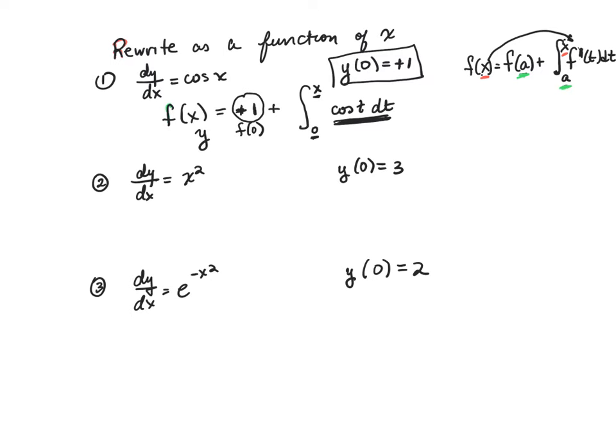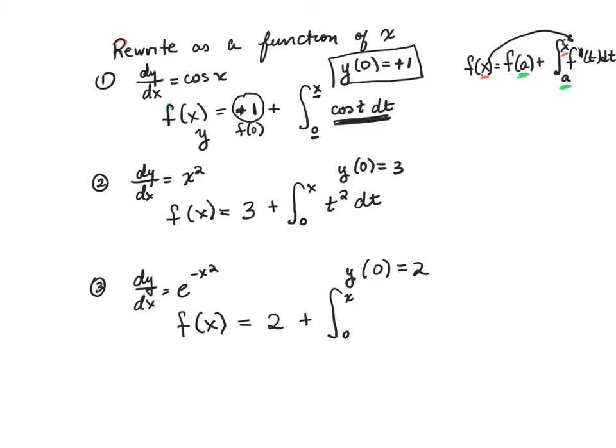So let's try the next 2. Copy those down and try them. All right, so for the second one, the answer should be f of x equals the initial amount, which is 3, plus the integral from 0 to x of the derivative, t squared dt. And then the final one should be f of x equals the initial amount plus the integral from 0 to x of e to the negative t squared dt. Now, sometimes the initial amount will not be 0, but most of the time it is 0. So that's how we write a function using a definite integral.